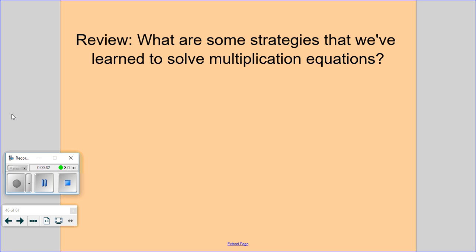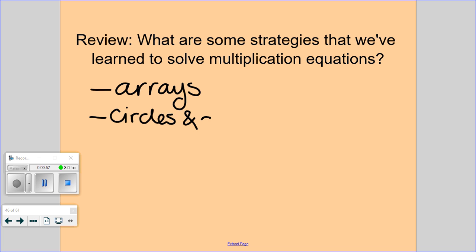We learned arrays. Arrays. If I'm writing, you are writing. We've learned arrays. Rows and columns. What else have we learned to help us as a strategy to solve a multiplication equation? Lainey? Circles and dots. Good old circles and dots. Circles and dots. What else?